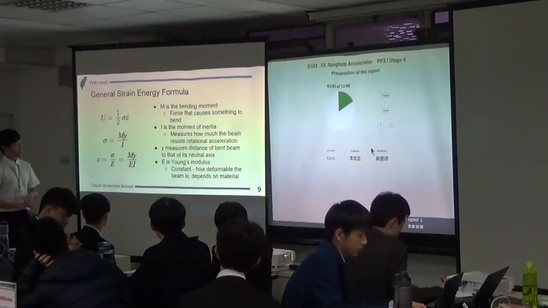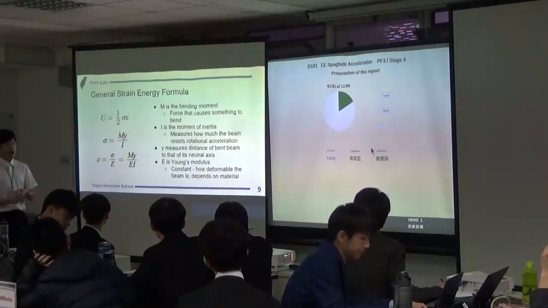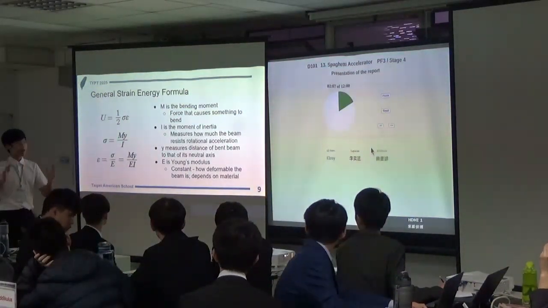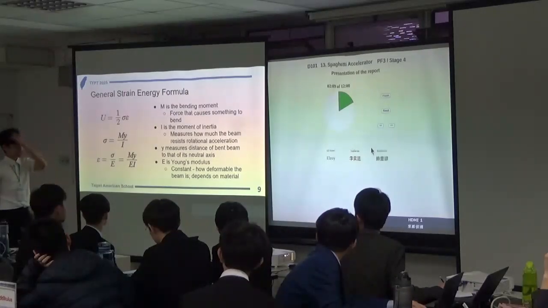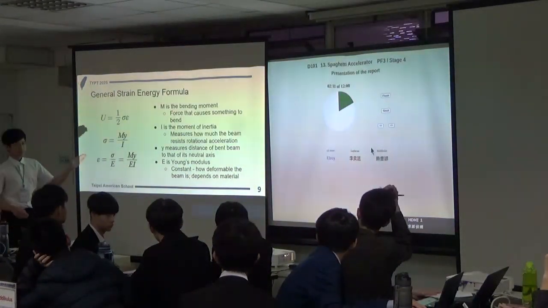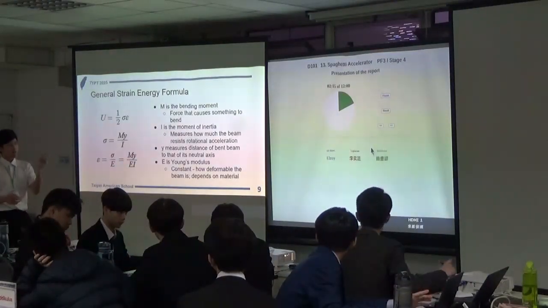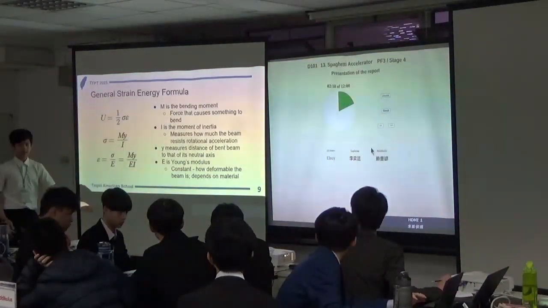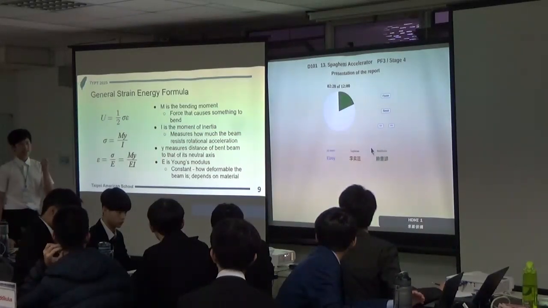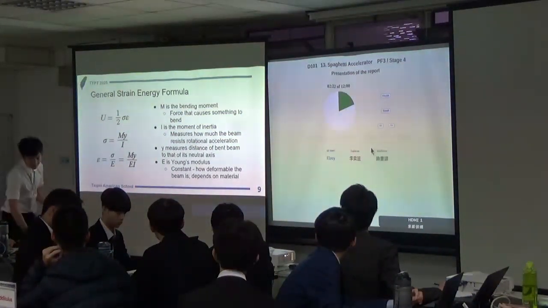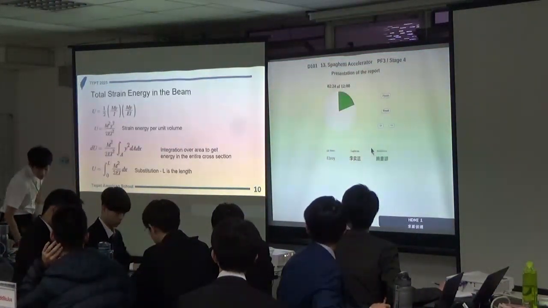M is the bending moment. It is the force that causes something to bend. I is the moment of inertia, which measures how much the beam resists rotational acceleration. Y is the distance of the bent beam to that of its neutral axis, essentially how far it's being bent. E is Young's modulus, which is a constant, and it's about how deformable this beam is. It depends on each material.